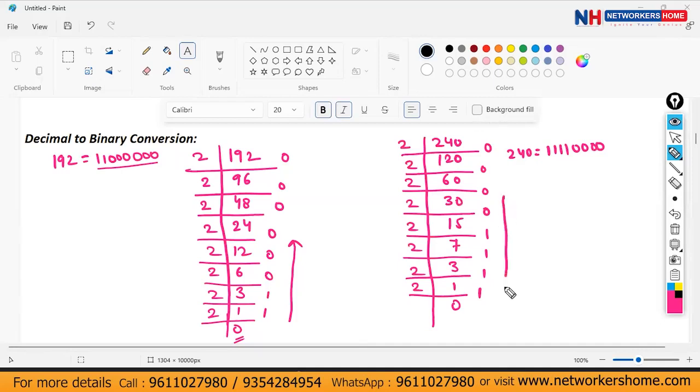All you have to do, just write the remainders from bottom to up. Done. Okay. Note it down. Then we'll move forward. Ajay, yes? The last one you said, after remainder 3 you divided by 2 once again. How could that be possible? See, it is already 1, 2, 1.